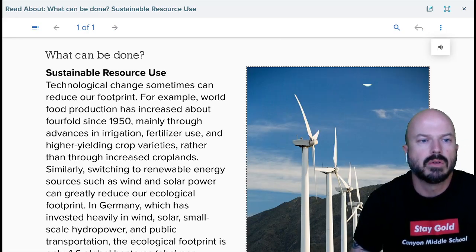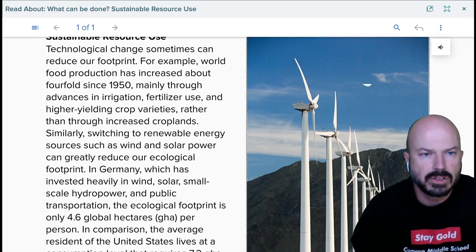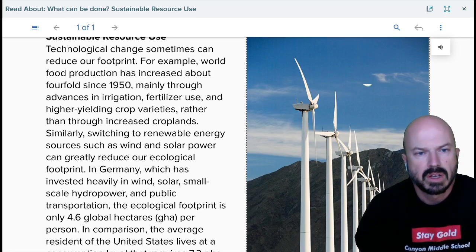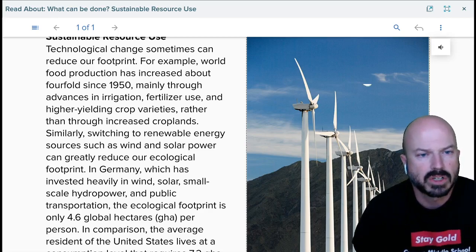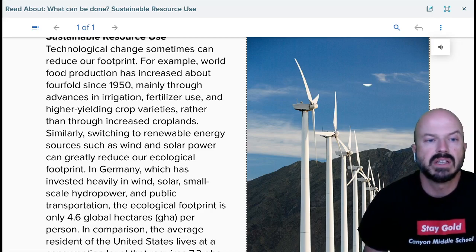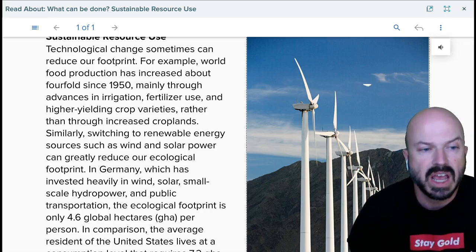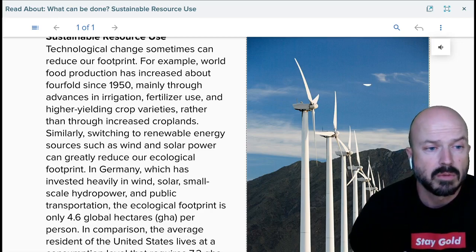So, what can we do? Well, technological change sometimes can reduce our footprint. For instance, world food production has increased about fourfold since 1950, mainly through advances in irrigation, fertilizer usage, and higher yielding crop varieties, rather than through increased croplands.